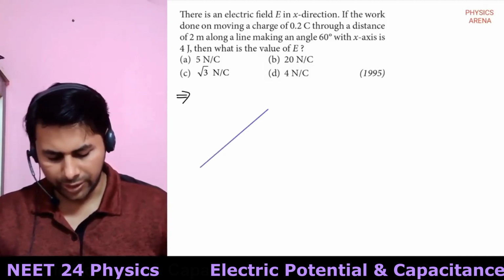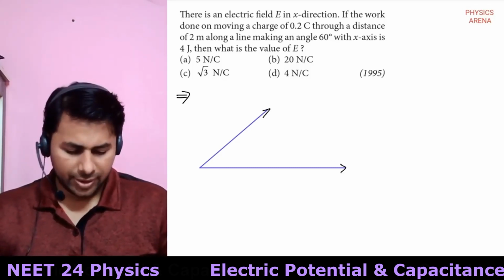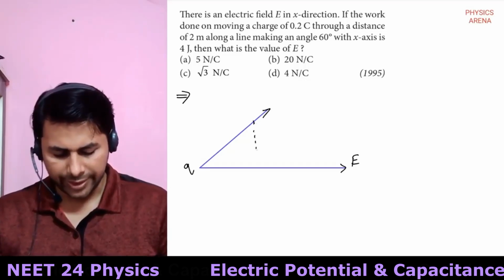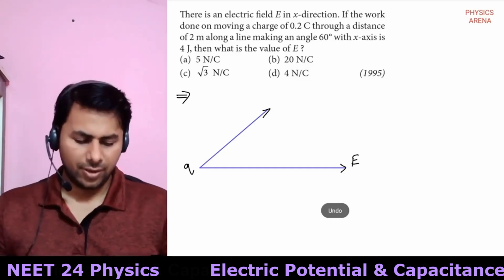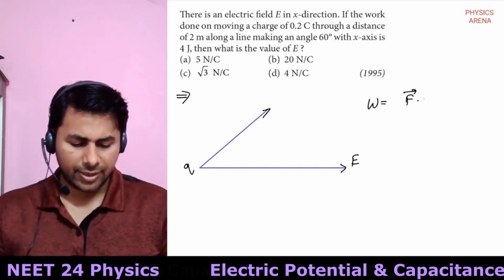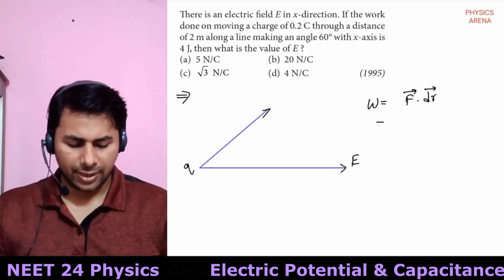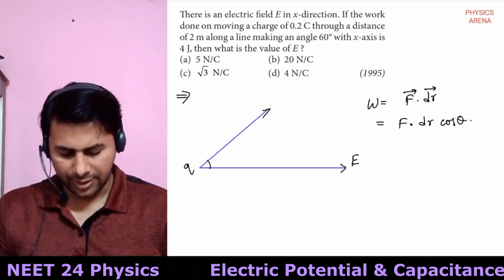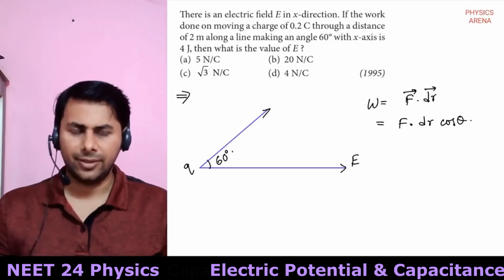So you are moving the charge along this line. Electric field is like this. Okay, so suppose Q moved by 2 meters. So how much is work done against the field? Work done will be equal to what? F bar dot dr bar, we can say. Okay, that is F into dr multiplied by cos theta. Theta is 60°, right? It is 60°.